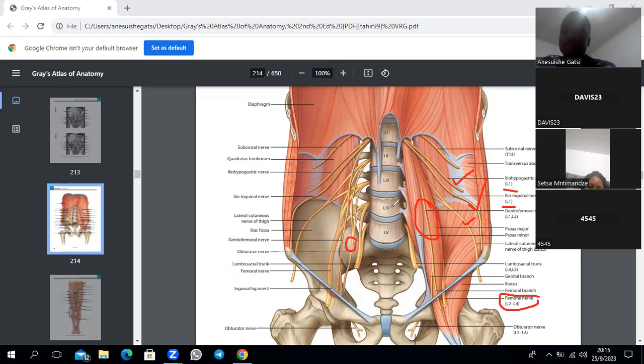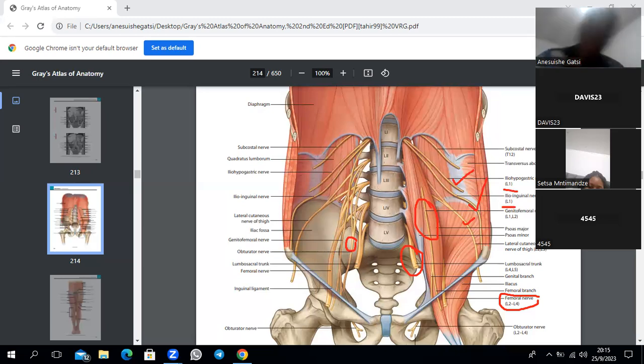Then another branch coming from the medial surface of the psoas major, we call it the lumbosacral trunk. Lumbosacral trunk will be going to join the sacral plexus. It carries L4 and L5, such that when you start the sacral plexus, you say there's L4, L5, then S1 to S4. Unlike the lumbar plexus, which is just L1, L2, L3, L4.